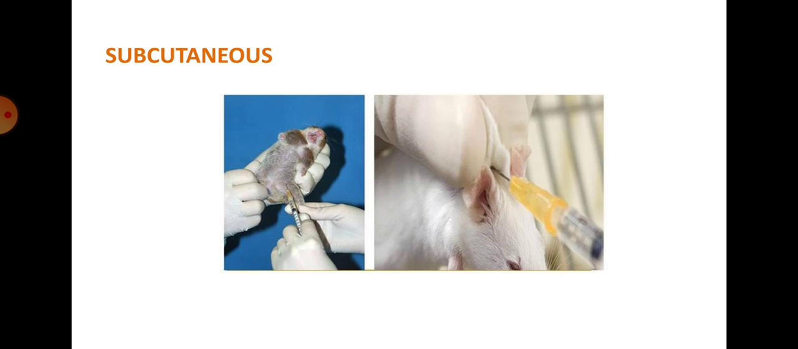So coming to the procedure, lift the skin over the back to form a tent, as you can see in the second picture. Place the mouse on the wire lid so it can hang on. Now scruff the skin over the back and tent it up. Insert the needle at the tent base. Hold the needle parallel to the animal's body to avoid puncturing underlying structures. Aspirate to ensure that the needle has not entered a blood vessel. Now withdraw the needle and then press the skin to seal the needle's exit hole in the skin and to prevent the fluid from leaking out.